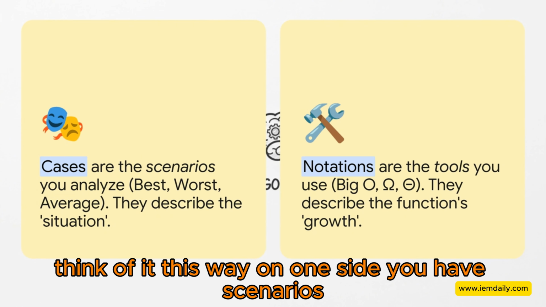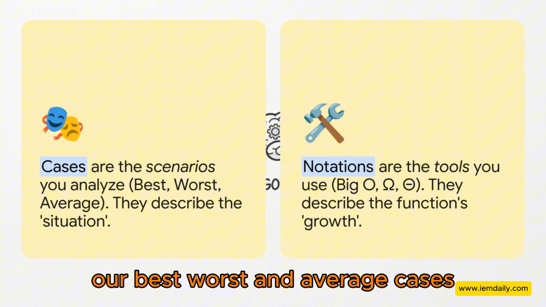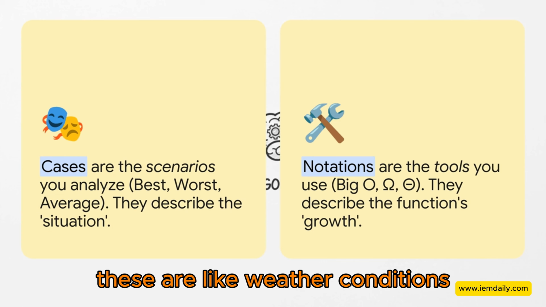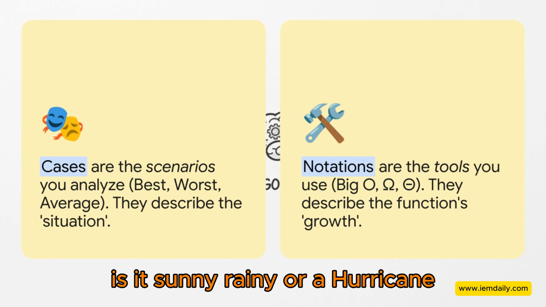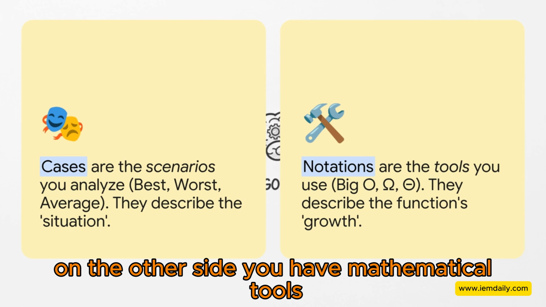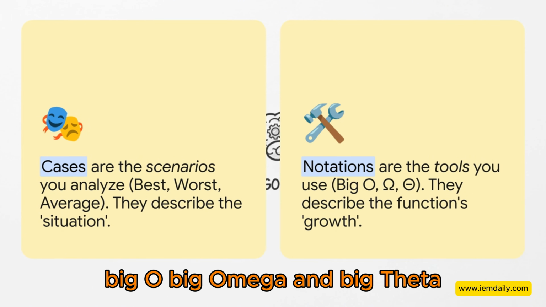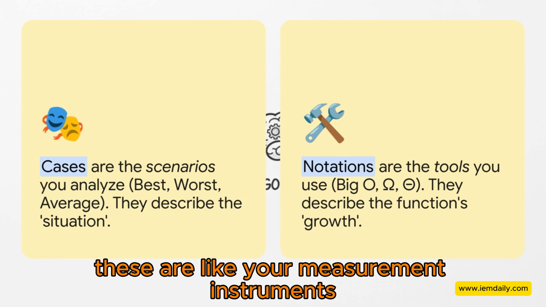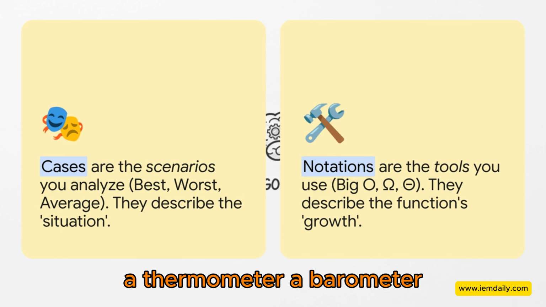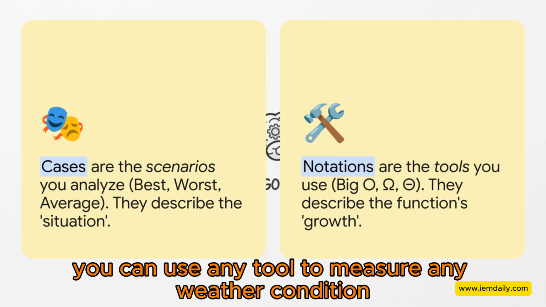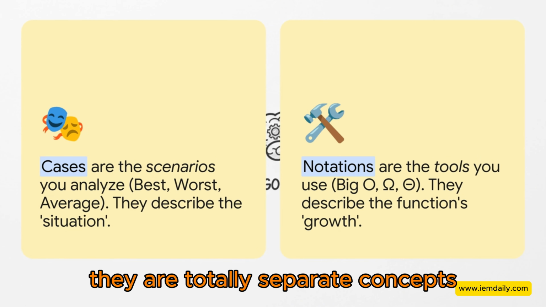On one side, you have scenarios, our best, worst, and average cases. These are like weather conditions. Is it sunny, rainy, or a hurricane? On the other side, you have mathematical tools: big O, big omega, and big theta. These are like your measurement instruments, a thermometer, a barometer, a wind gauge. You can use any tool to measure any weather condition. They are totally separate concepts.